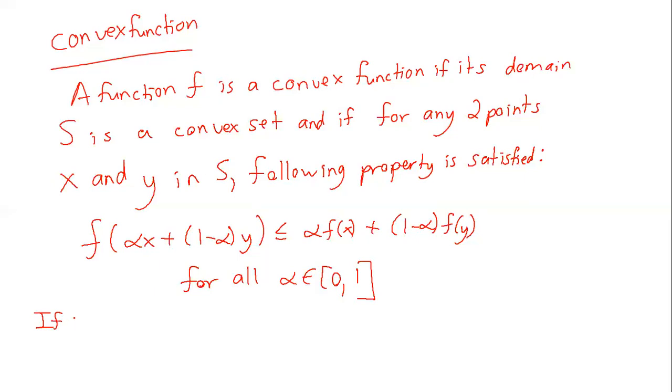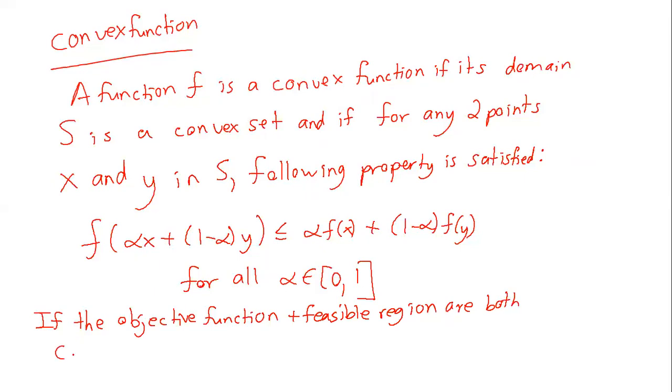So convex optimization is important because if you have a convex optimization problem, there actually is only one solution. So if you find the local solution, you found the global. So if the objective function and feasible region are both convex, then any local solution is also a global solution.